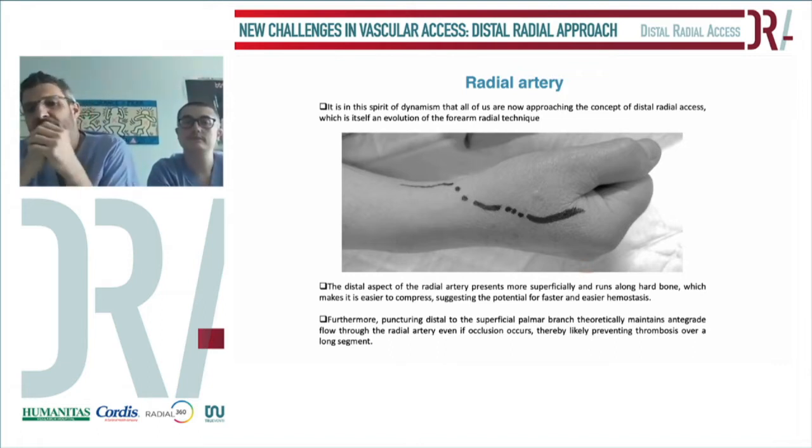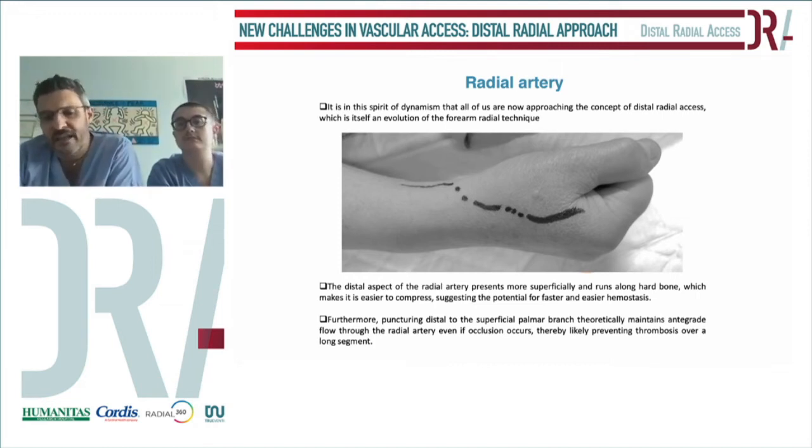And furthermore, puncturing the distal radial artery could maintain the antegrade flow through the radial artery, even in case of occlusion, because the perfusion of the hand is supplied by the superficial palmar branch. And we will see this aspect of the anatomy in the next presentation.